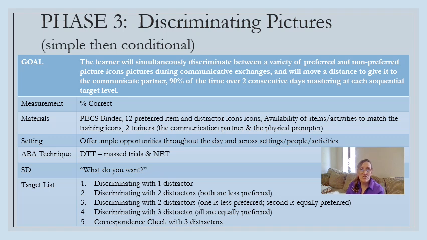And then the 4th target is discriminating with 3 distractors, and all of the distractors that we're using now are equally preferred items. If they like popsicles and they like the tablet and they like M&Ms and they like to bounce their ball, you'll have all those cards out there. And if they say they want to bounce their ball, they need to be selecting the right one. And then number 5 is the correspondence check with 3 distractors. So in the next few slides, I'm going to go through some rules with all these to help you understand what they are, okay?